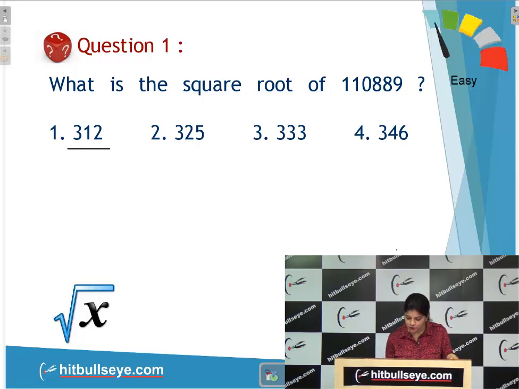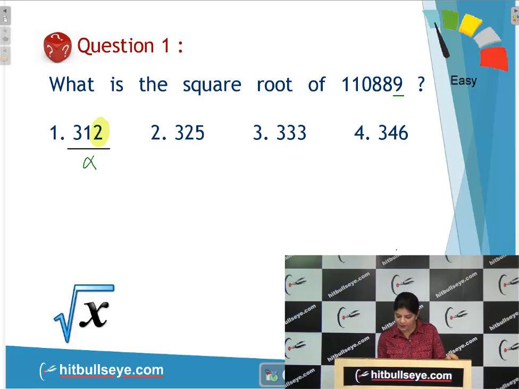And in each choice, we should check only the units digit. Now if we square the units digit, then the result should be 9 as in my given number. But for example, here we have units digit in the first option as 2. 2 squared is 4. Hence first choice is not my answer.